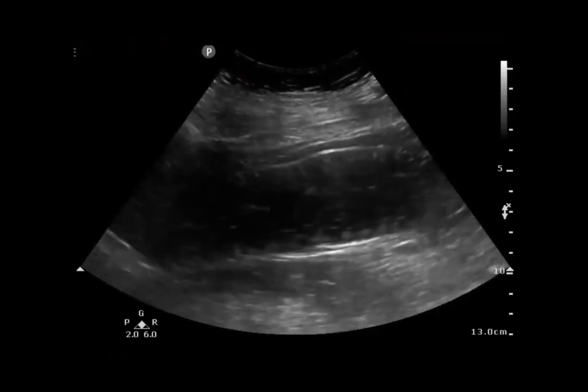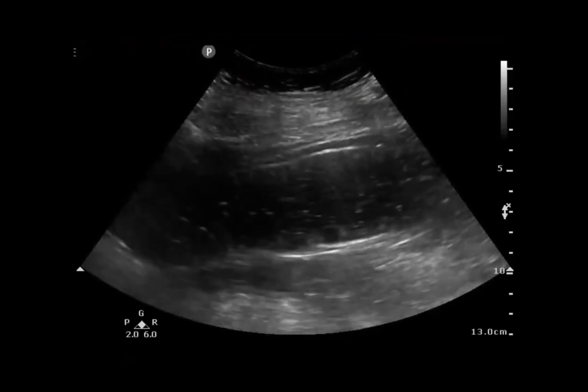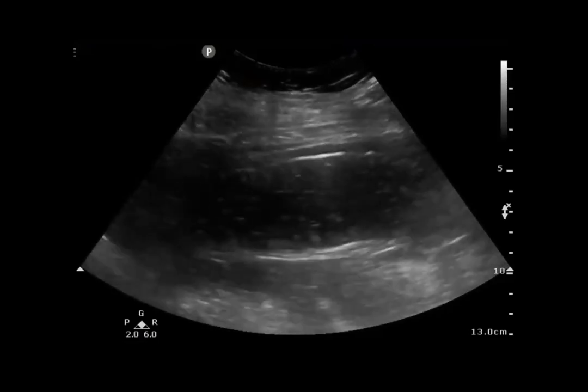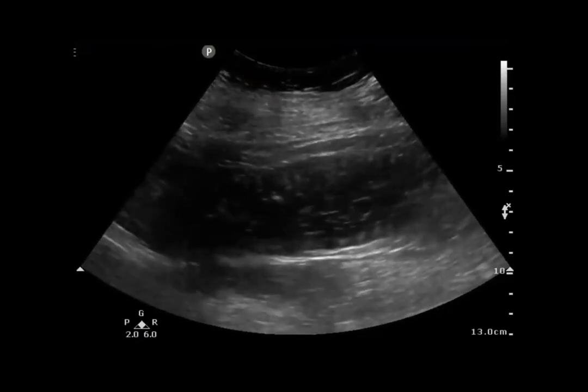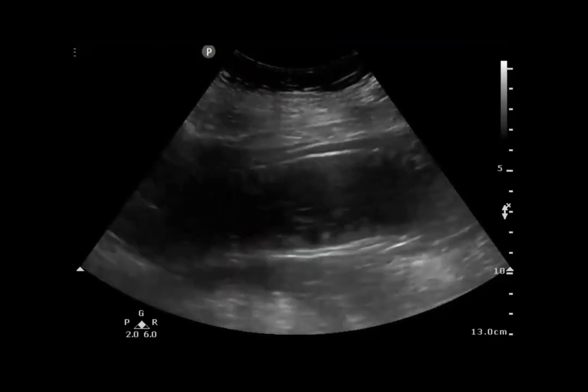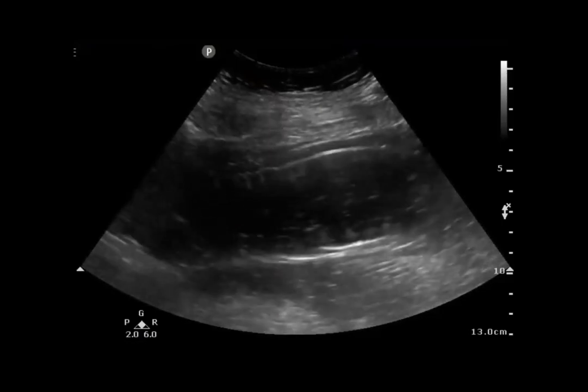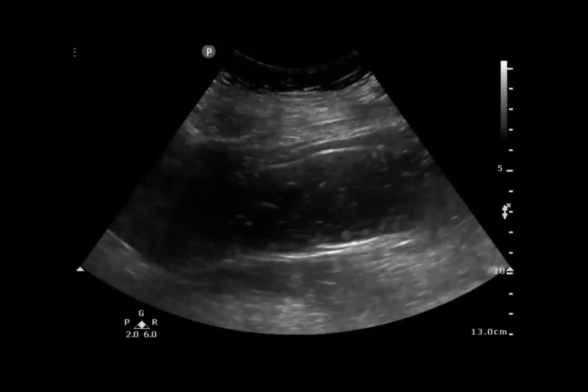However, there's a secondary sign that we can see here, and it's the flecks of feculent material that are moving back and forth. What this means is that there's a distal obstruction. The bowel is trying to push against the distal obstruction, and the stool, instead of going just in one direction forward, is kind of going back and forth.